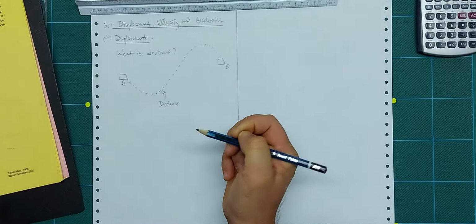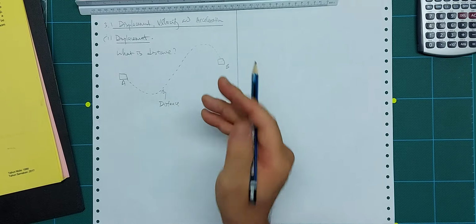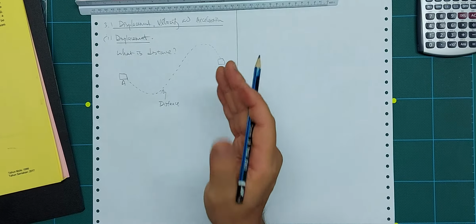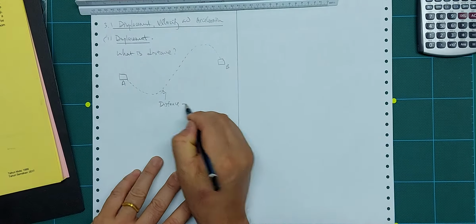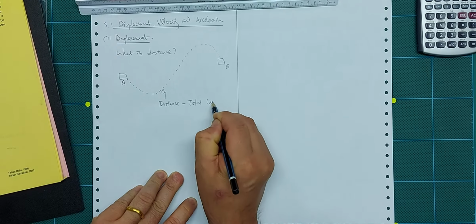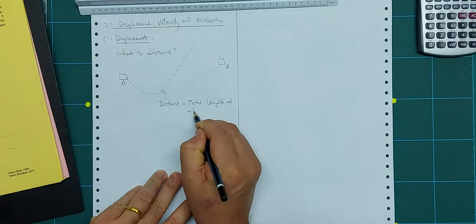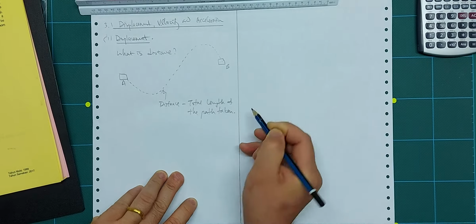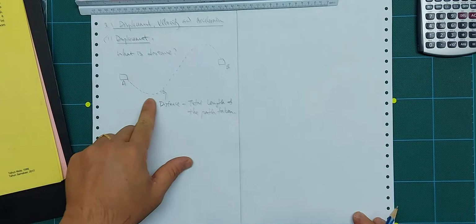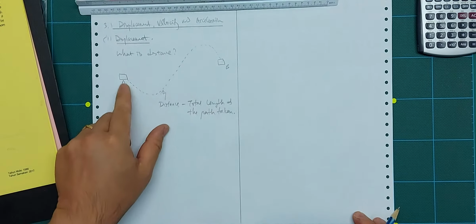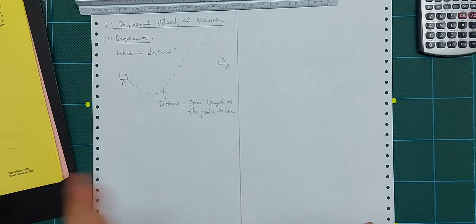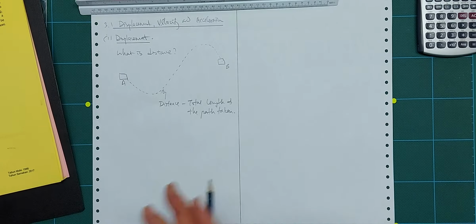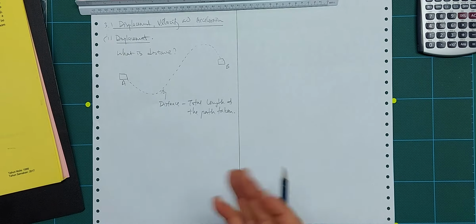If you follow exactly this dotted line, this one we will call the distance. So distance is the total length of the path taken. You follow every step on the road that you use to reach town B. That is your distance. Distance most probably is the longest way that you have to use to get from one place to the next.